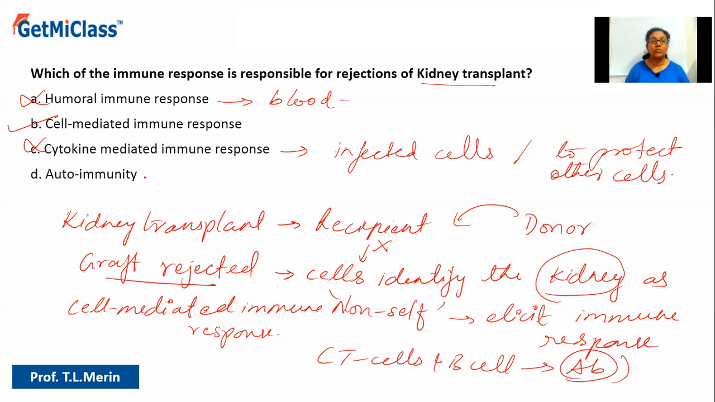Option D says autoimmunity. In autoimmunity, the body's own cells will be destroyed, but here there are no such cells getting destroyed. It is the foreign body, that is the kidney, which is getting destroyed. Hence it is ruled out. If I have to give you an example of autoimmunity, rheumatoid arthritis is an example. So during graft rejection, which immunity plays a role? That is cell-mediated immunity. So the correct answer is option B.